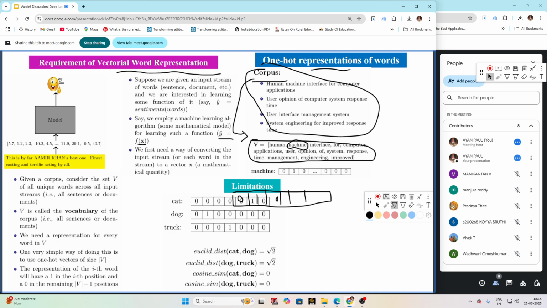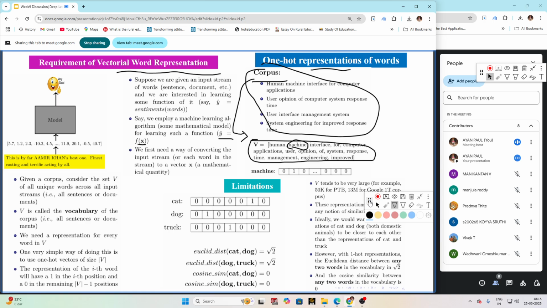Now what are the limitations? That is the main question. We have encoded it, but what are the limitations? The first limitation is the size of the vocabulary. The corpus you are seeing here is only 4 sentences, but whenever we do natural language processing, we take data from big documents. For example, this PTB data set or this Google data set will have 13 million plus words in the vocabulary. So the size of the vocabulary is the first problem.